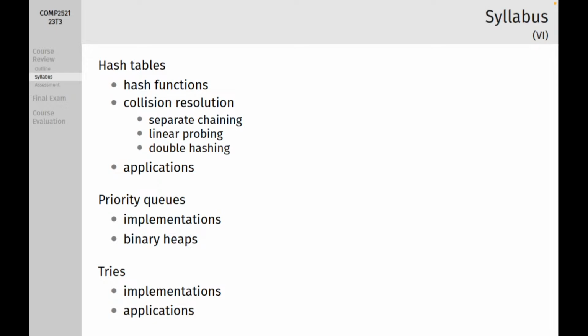Okay, so after that, we had a brief look at tries, which is a data structure that allows us to efficiently store strings. It's a data structure that allows us to perform searching on strings, and we can use it for applications such as predictive text and autocomplete.